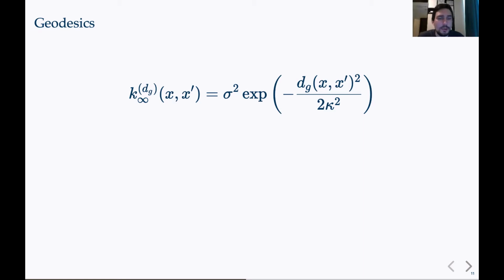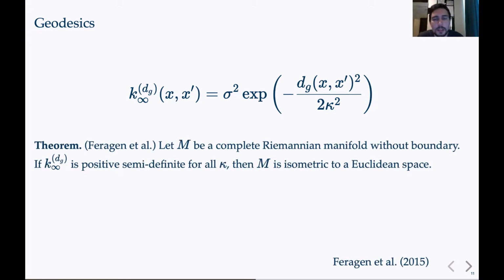Unfortunately, this approach doesn't work well. In fact, the following theorem can be proved, which states that if this function is positive definite for all values of kappa, then the manifold should be isometric to the Euclidean space, which many manifolds of interest are not.